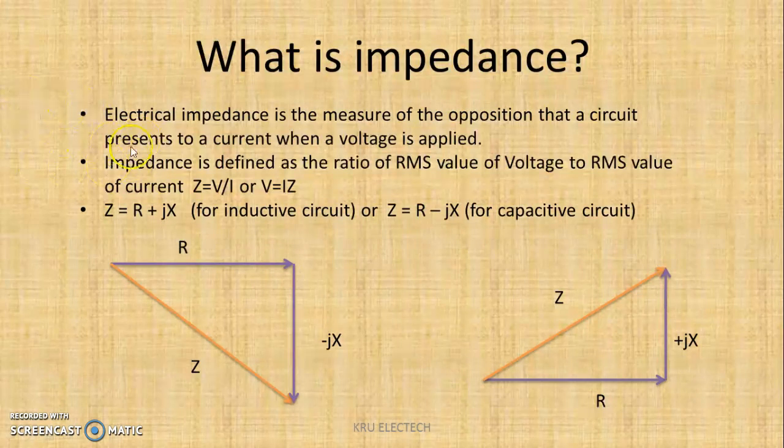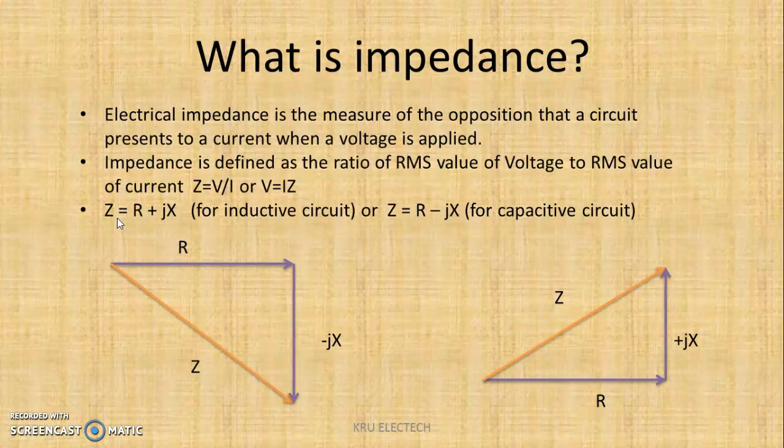Another definition for impedance: impedance is defined as the ratio of the RMS value of voltage to the RMS value of current. So you can also define it as the RMS value ratio V by I, and you know very well V equals I into Z. So here Z is the impedance. So what is Z? Z equals R plus or minus jX.